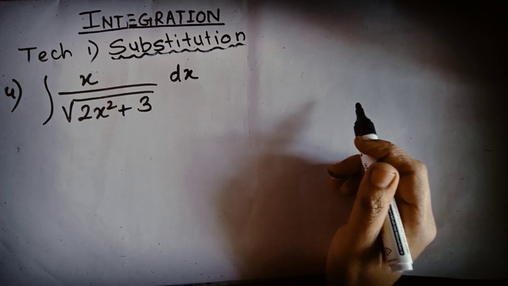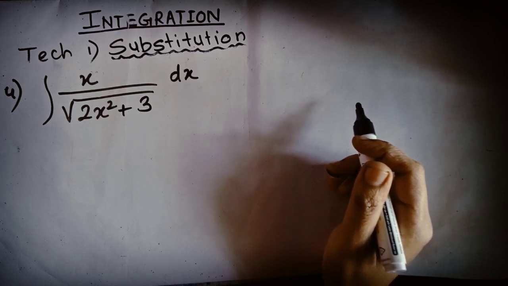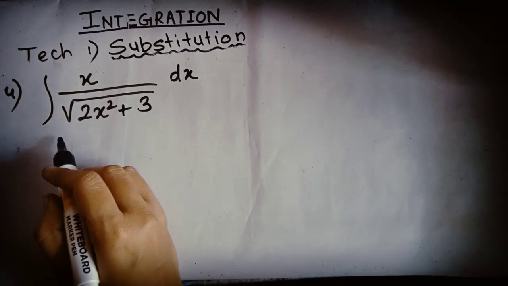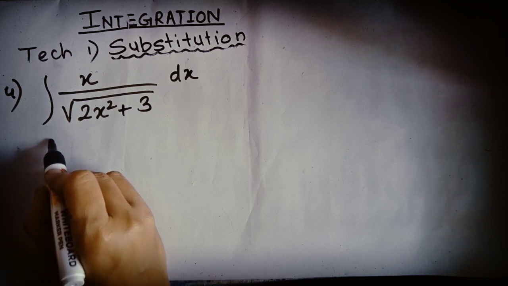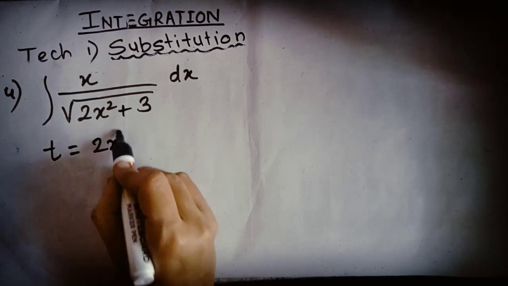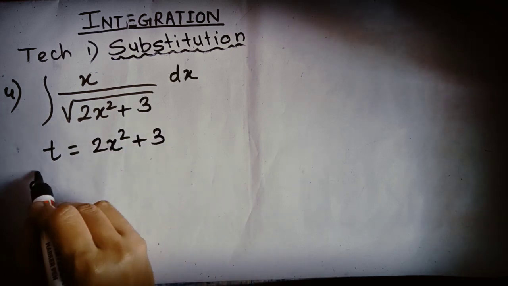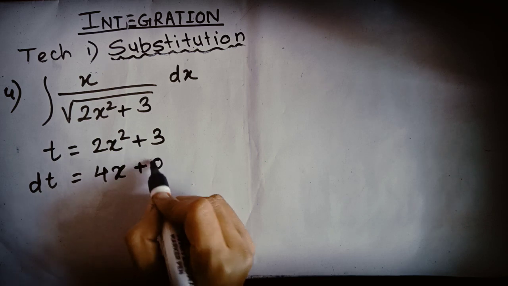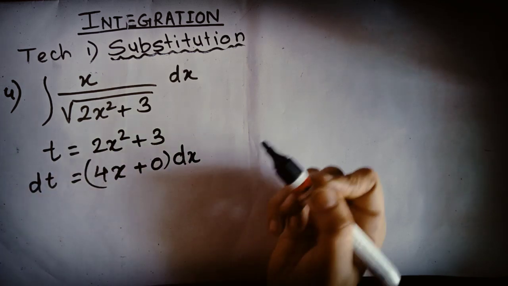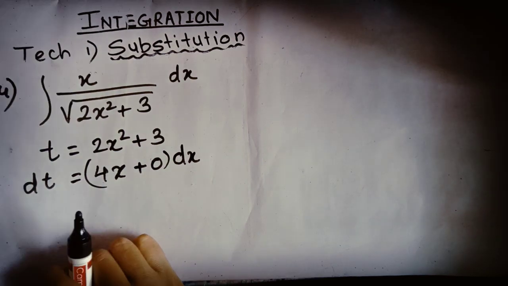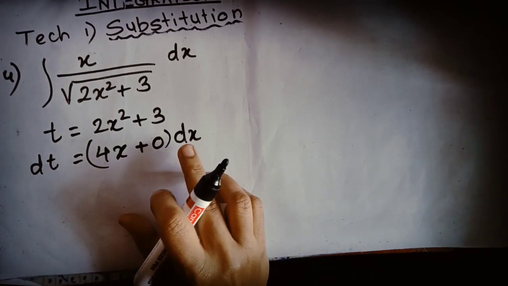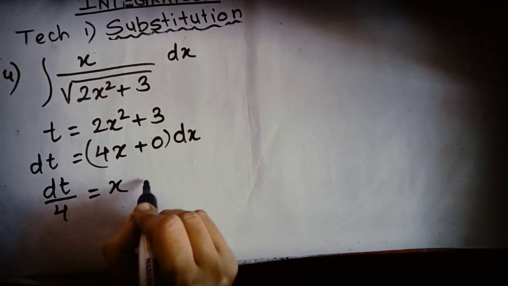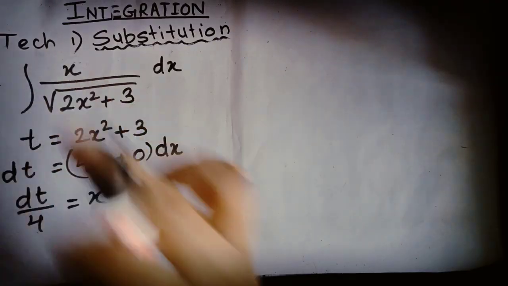Next is x upon root of 2x square plus 3 dx. Okay. So here you can use the substitution method. So use t, you can substitute as 2x square plus 3. So derivative is 4x plus 0 dx. Okay. So your dx will be what? dt upon 4x dx. Now we substitute it here.